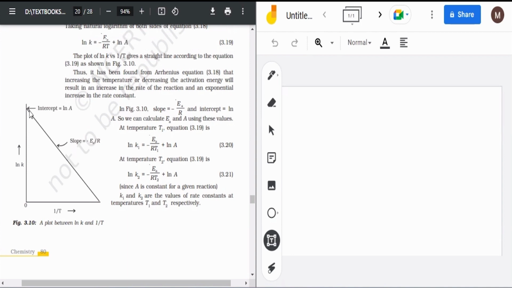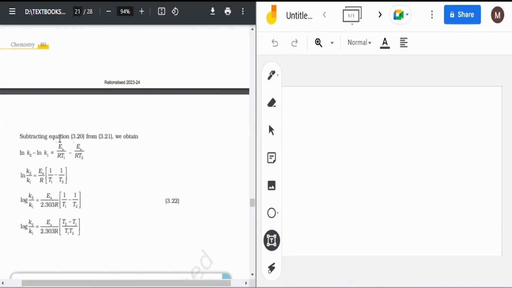So this height from 0 to this point is known as ln A, which we call the intercept, like y is equal to mx plus c type of thing. So y is equal to ln k, m is equal to minus E by R, x is equal to 1 by T, and c is ln A. In a similar way we can take ln k2 minus ln k1 is equal to E by RT1 minus E by RT2. That ln A term will vanish, so we get this form of equation.